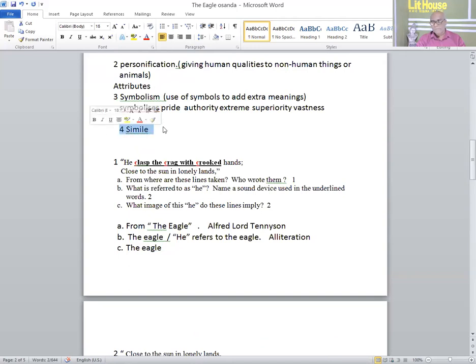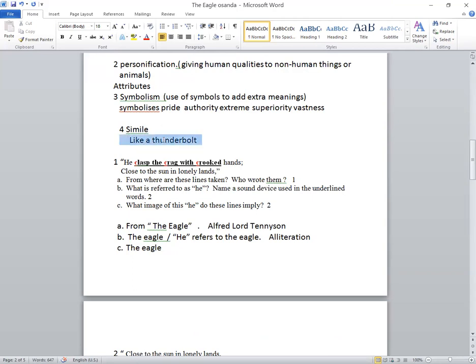Simile. We use similes to compare one thing with another. Now in the poem, there is one simile. In the last line, what is that simile? Like a thunderbolt. Right, this is the simile: like a thunderbolt. Right. Why does the poet use this simile?